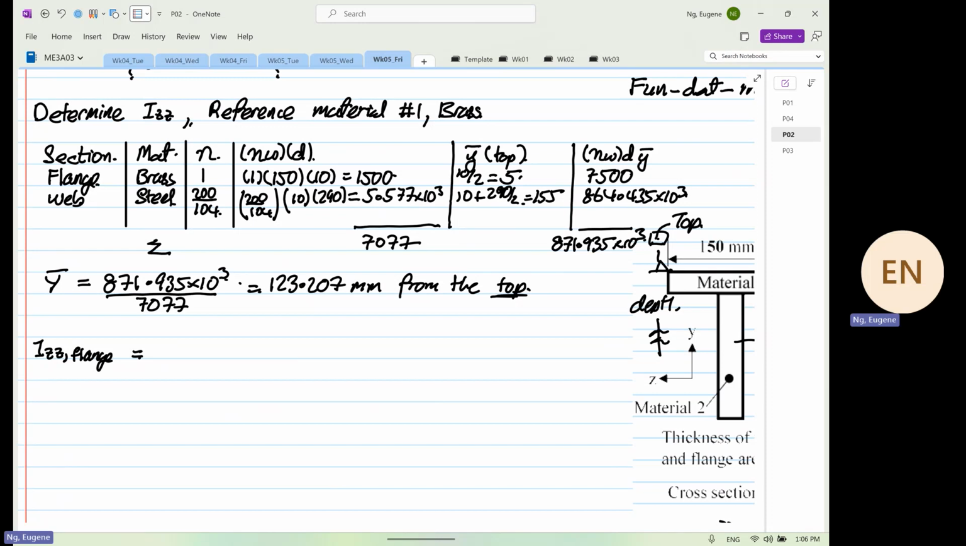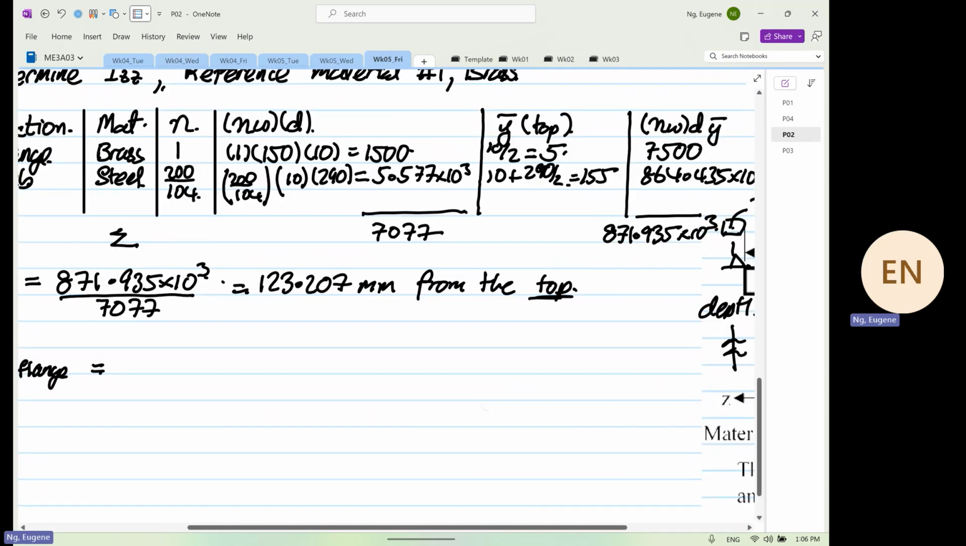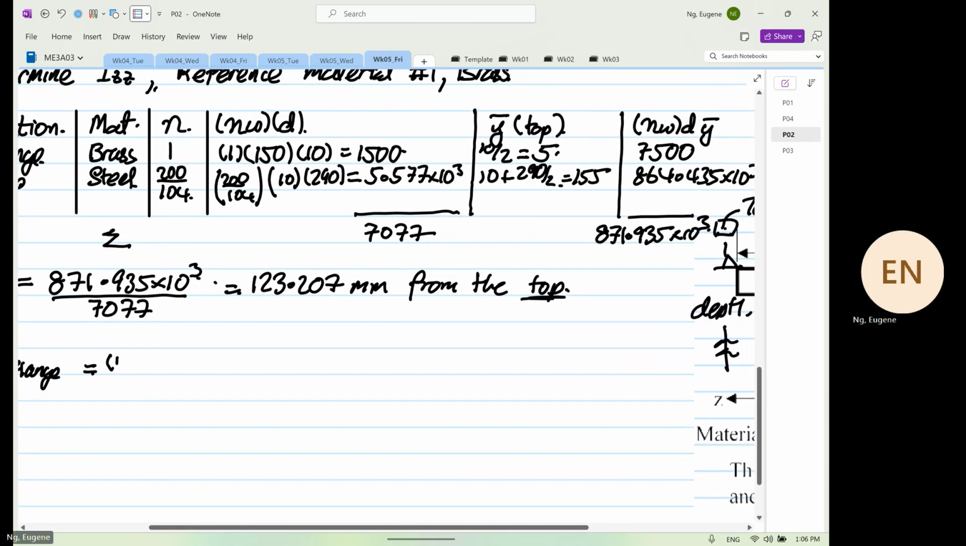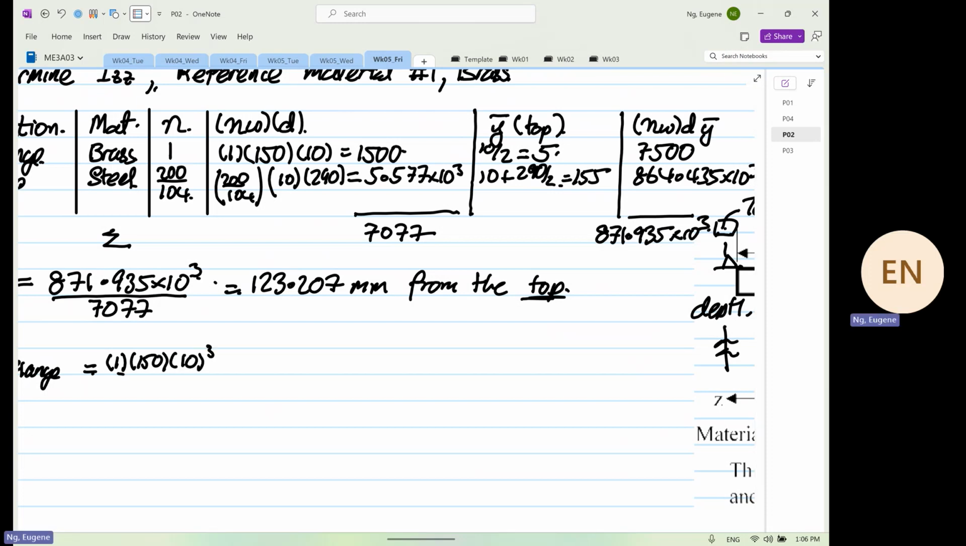So now when you do this, you only need to focus on the table. I'm not even looking at the diagram. I'm looking at the table: 1 over 12 times 150 times 10 cubed, plus 1500 times the bracket 123.207 minus 5 squared. We're good to go.